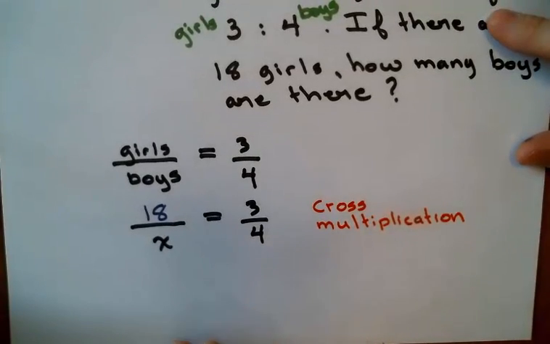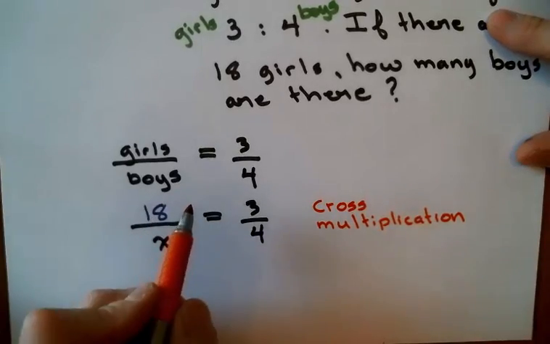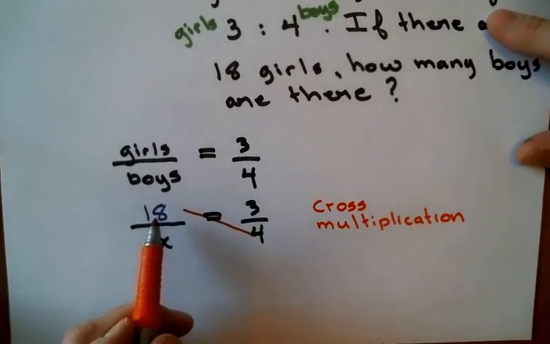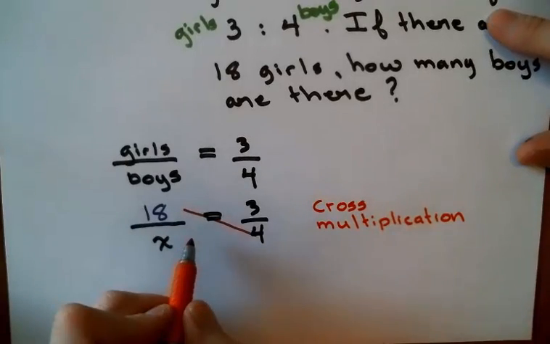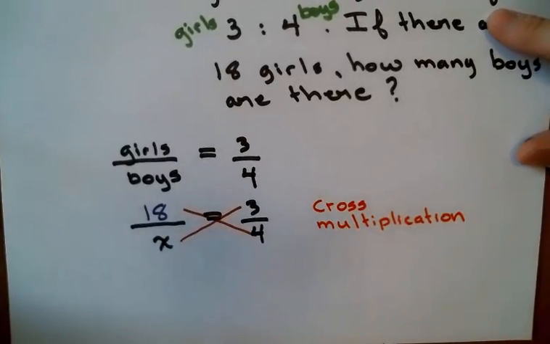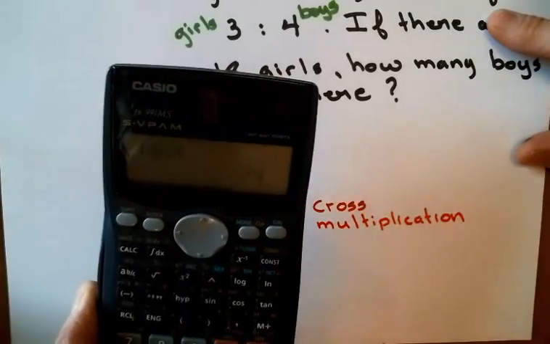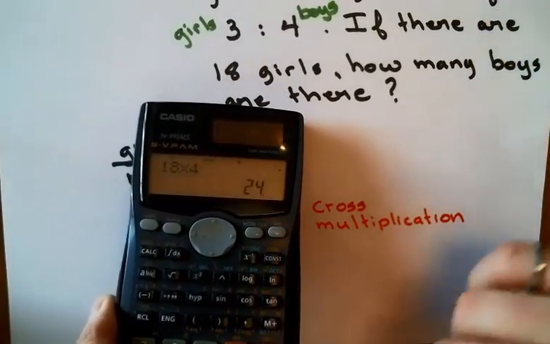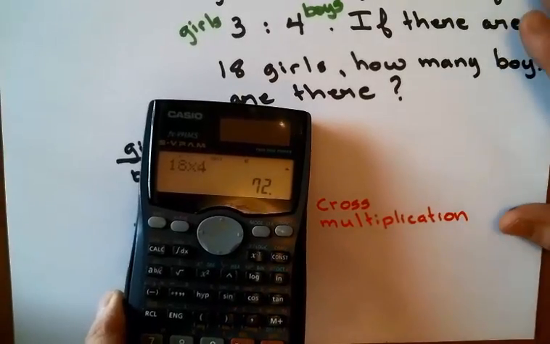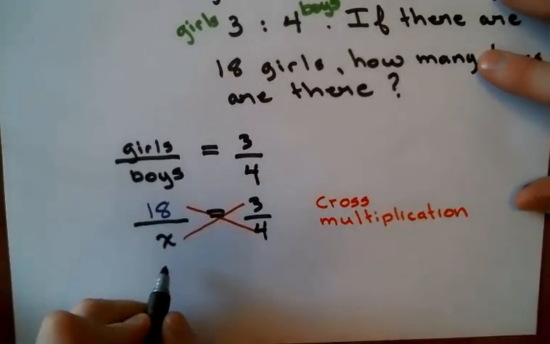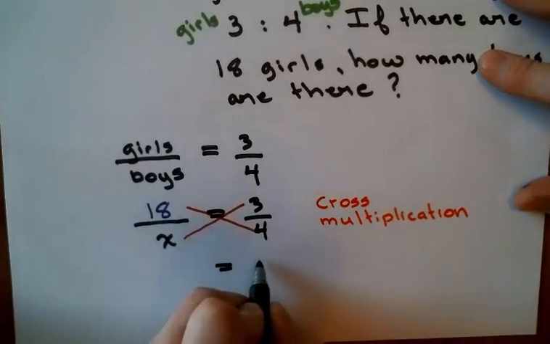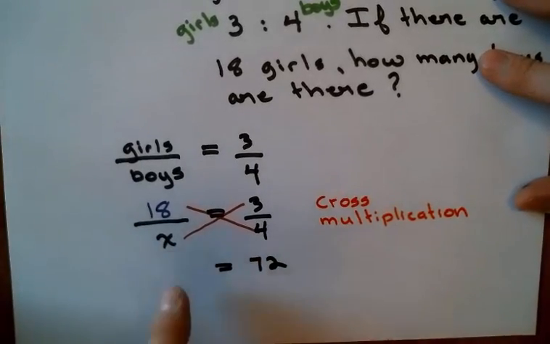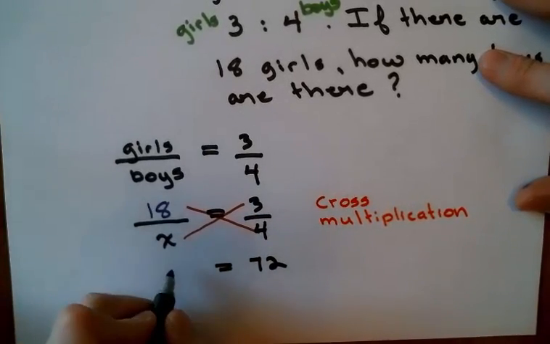Let's show you cross multiplication. Essentially, you make like a cross where 18 will multiply 4 and x will multiply 3. And here's how you set it up. So what's 18 times 4? 72. So 18 times 4, I'm going to write that answer over here. And then I'm going to do x times 3. X is the unknown amount of boys. X times 3, there's 3 x's.